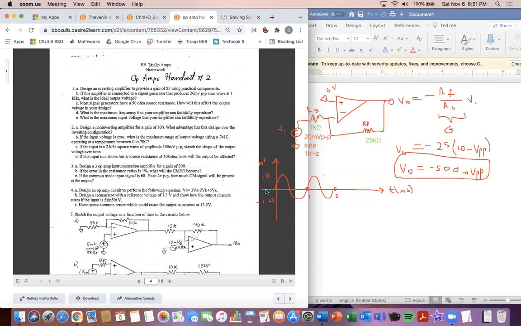Now that we did that, since it's peak to peak, remember this is really -250 in one direction and then +250 in the other direction. So down here it's -250 and up here it is +250. So now that we found this output, we are good. So we know this output voltage is -500 millivolts peak to peak. So it goes down -250 and up 250.